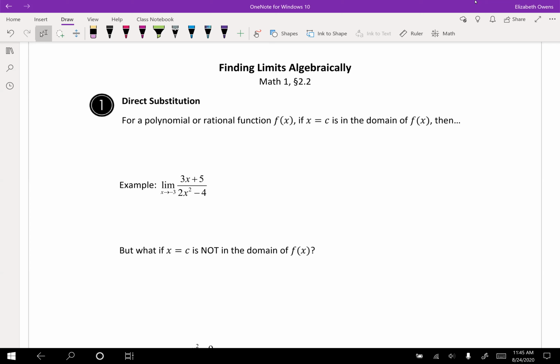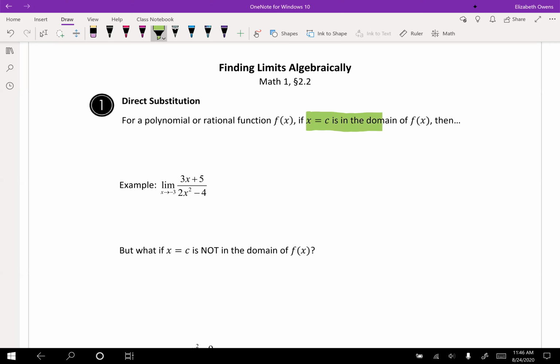And there are four main properties or tricks that we're going to use here for doing this. And the first one of those is direct substitution. So this says, for a polynomial or rational function f of x, if x equals c is in the domain of f of x, then we'll see what happens. But first, let's clarify what this means a little bit here.